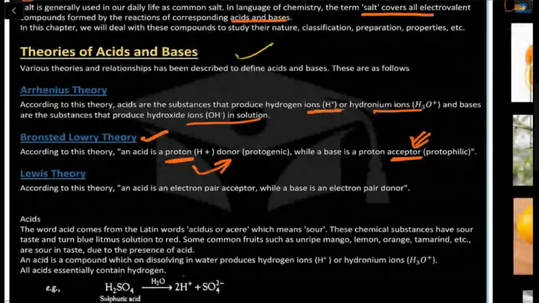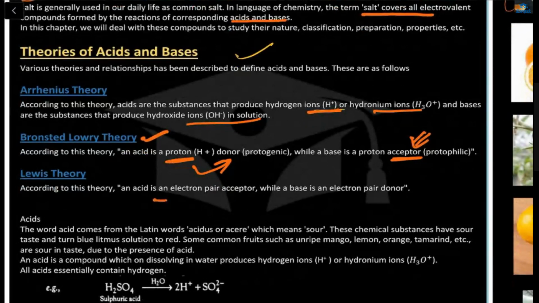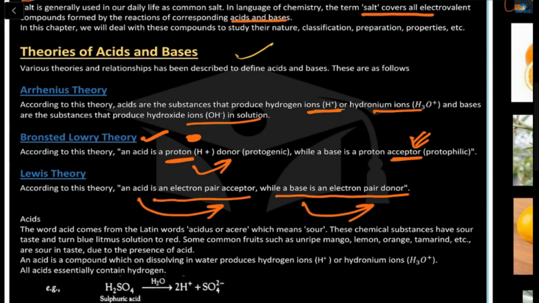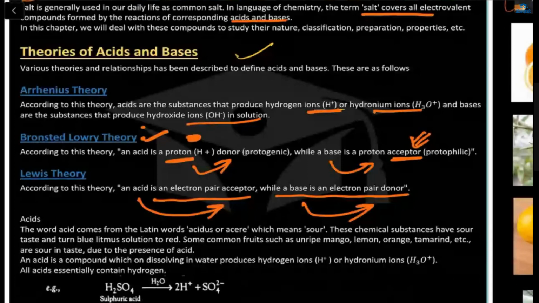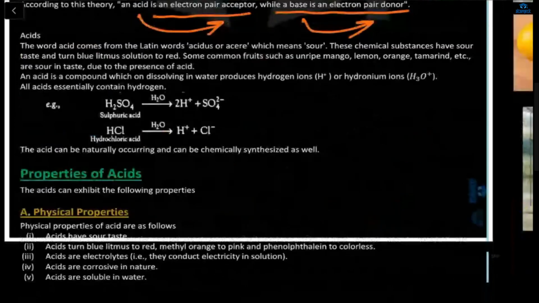What about Lewis theory? According to this theory, an acid is an electron pair acceptor, while a base is an electron pair donor. There are various theories related to acids and bases. According to Bronsted-Lowry, your acid was a donor, but according to Lewis theory, your acid is an electron pair acceptor and base is a donor. So there are various theories.